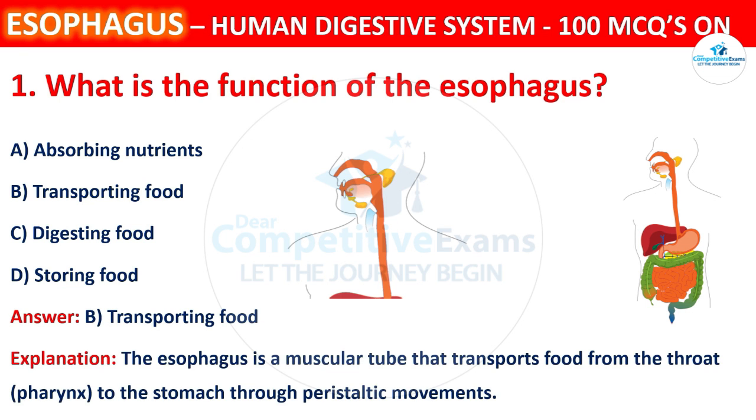The esophagus is a muscular tube that transports food from the throat, that is pharynx, to the stomach through peristaltic movements.